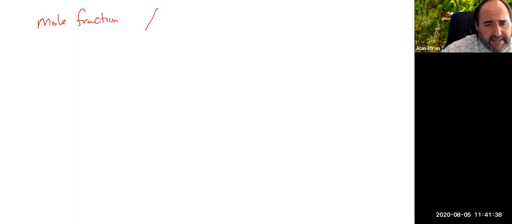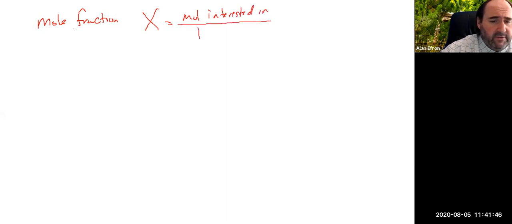And the mole fraction is that X value where you take the moles of what you're interested in divided by the total moles. And again, here we don't multiply by 100, so it's not a percentage, so it's just like a point number.